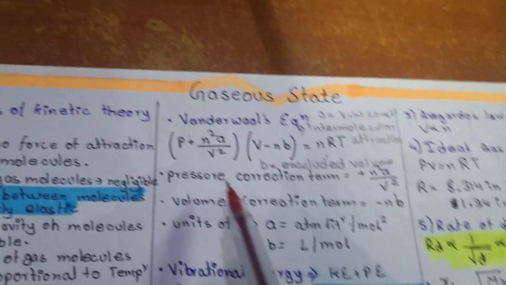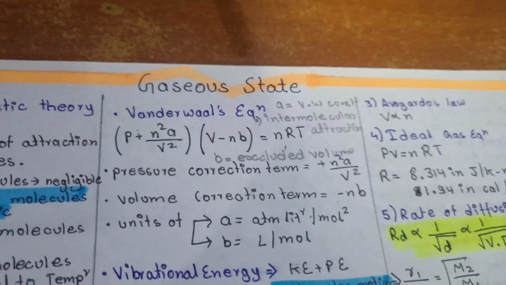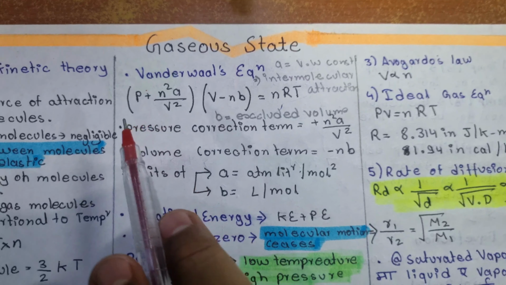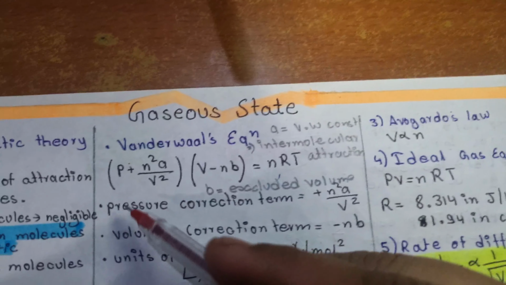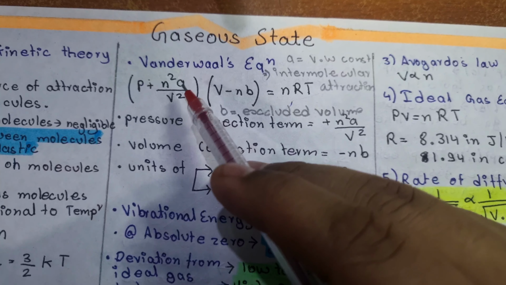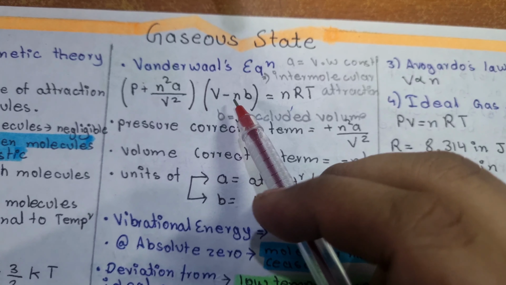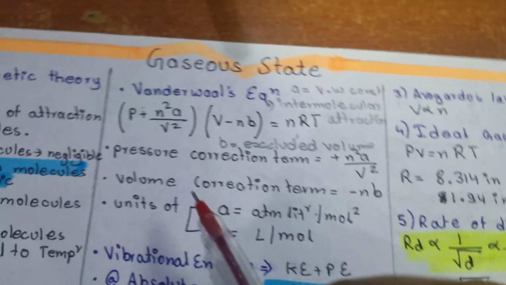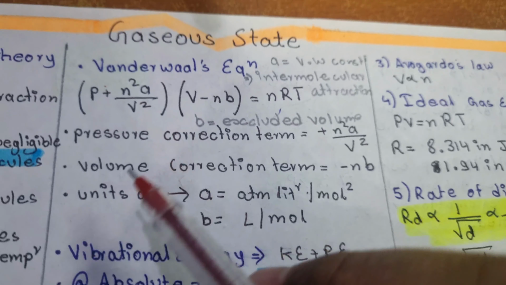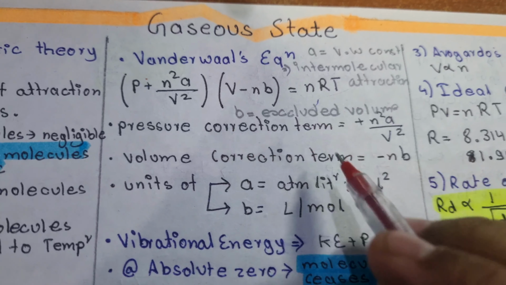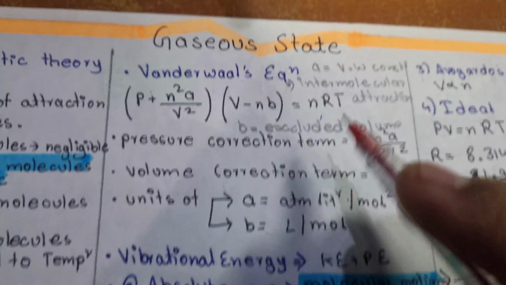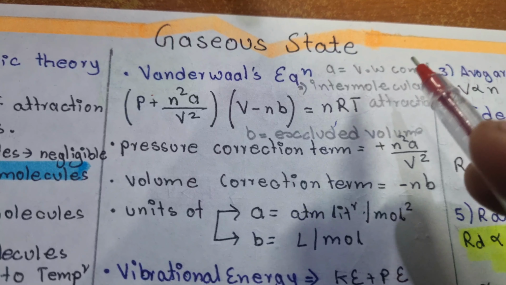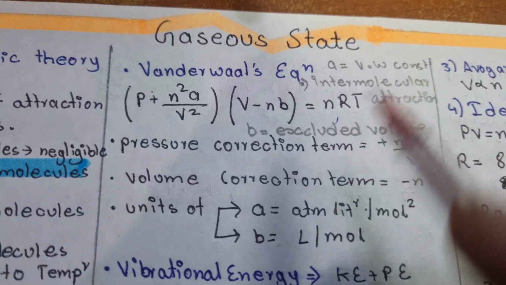Now, what is the van der Waals equation? Van der Waals equation is nothing but a modified form of PV equals nRT, that is the ideal gas equation, where we add a pressure correction term and subtract a volume correction term. Now, what is the pressure correction term? n squared a divided by V squared. What is a? It is the constant with respect to intermolecular attraction.